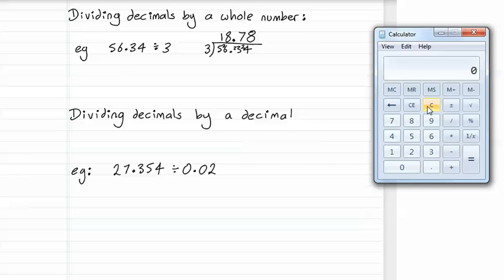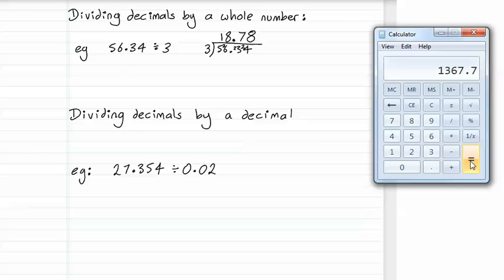Now, dividing decimals by a decimal we just don't like to do. So there's another little trick we can do to make it easier. Let's just work out what our example answer will be. 27.354 divided by 0.02 equals, well, quite a lot really. And you might say, well, how does dividing end up so big? Dividing by a number that's less than 1 gets you a bigger result.